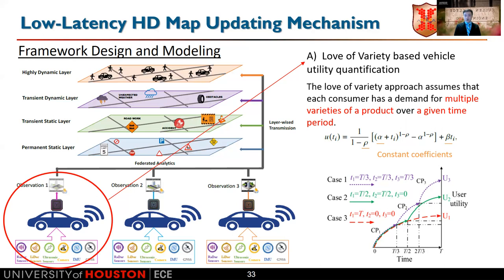Likewise, for the utilization of the sensors, if you use more sensors to generate the HD map, the data quality, or the utility of the vehicles, will be higher because the sensors are complementary to each other.